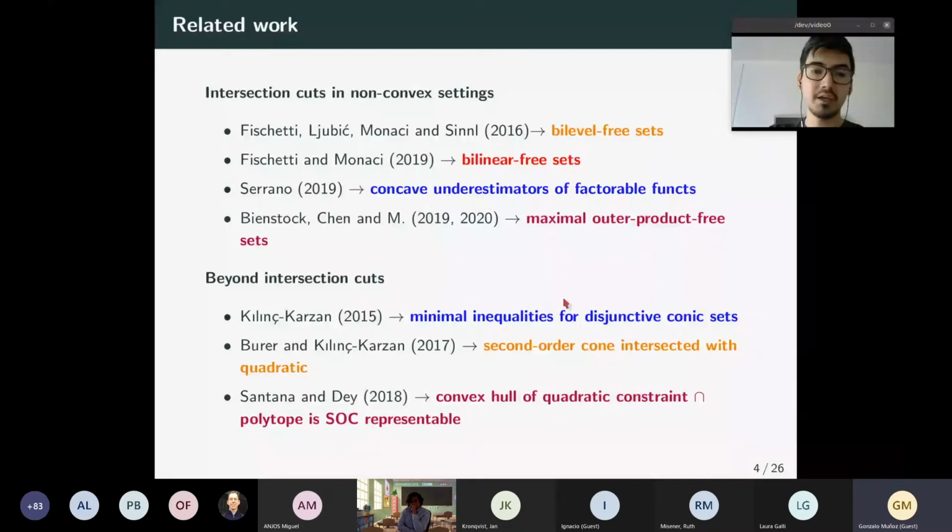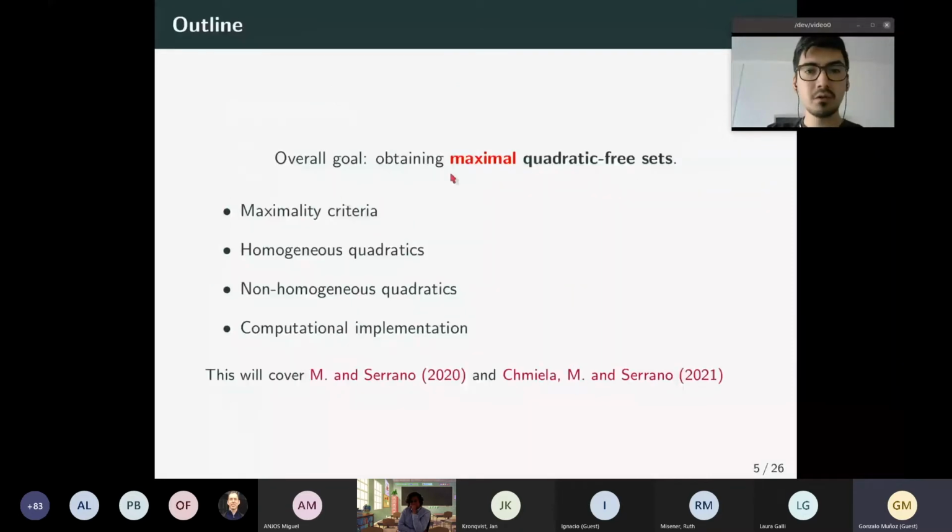So the overall goal of this talk will be to show you how we construct these maximal quadratic-free sets. That's the first thing. So I'm going to show you the maximality criteria that we developed, essentially how you prove that something is maximal in this setting. Then I'm going to show you how we constructed maximal quadratic-free sets for homogeneous quadratics, then non-homogeneous quadratics. And in the end, I'm going to show you some computational experiments we did with this.